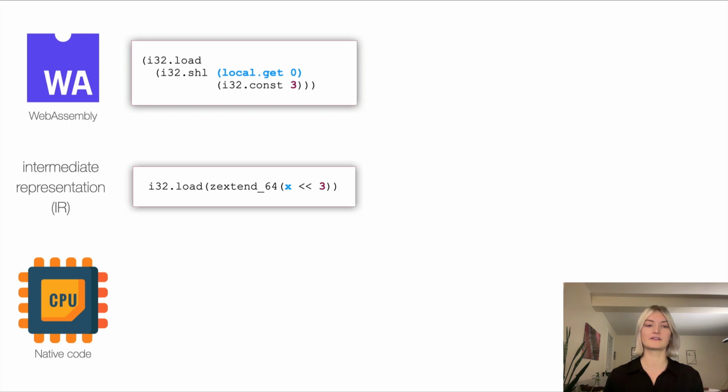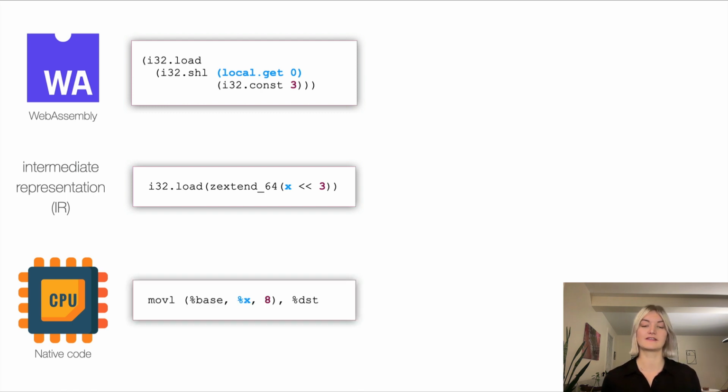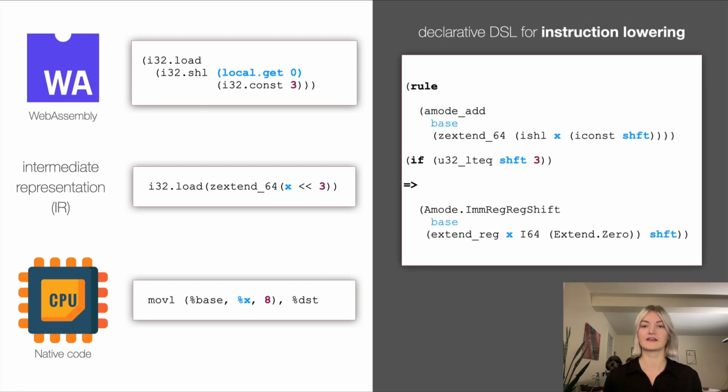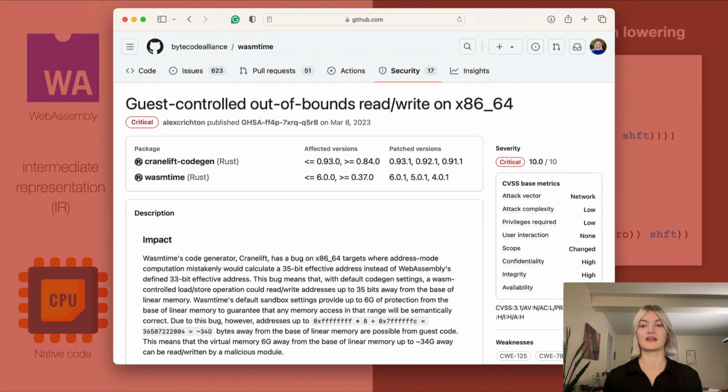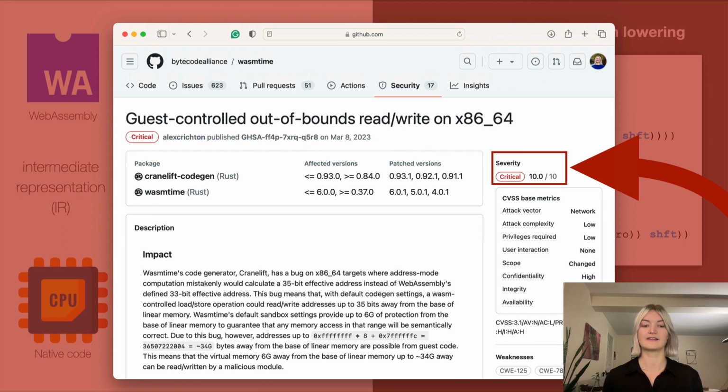To lower this, we'd first need to zero extend to match the target's 64-bit address space. You might then have the idea to lower this left shift into an addressing mode that instead multiplies by a small power of 2. You could then generalize this, looking for similar patterns on small left shifts. In doing so, though, you'd inadvertently have introduced a critical security bug that allows malicious WebAssembly modules to read and write outside of their sandbox.